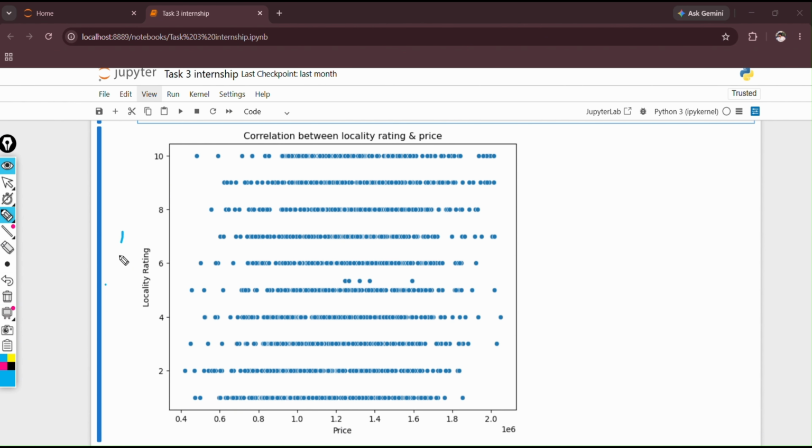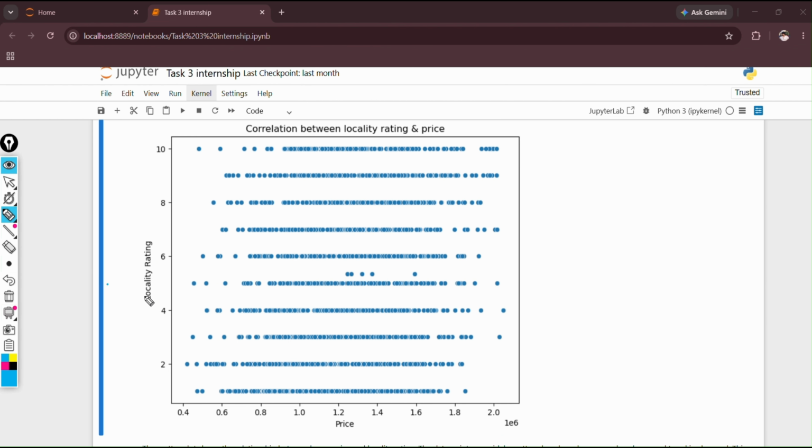If there were a strong positive correlation, we would expect the points to form an upward sloping pattern, meaning higher rated localities would consistently have higher prices. If there were a strong negative correlation, the points would slope downward. However, in this graph, the points are spread across almost every price range for each locality rating. This tells us there is no strong linear relationship between locality rating and house price in the dataset. In other words, a higher locality rating does not always mean a significantly higher house price.